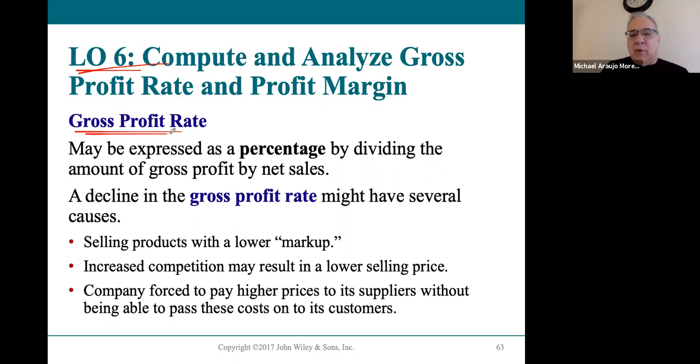So a gross profit rate, we used to call it a gross profit margin. Some books back in the day used to call it a markup. Those words are still used today. But basically, they take the gross profit of the company and divide it by the net sales of the company. That's a gross profit rate. That's about it. So you have gross profit over net sales.